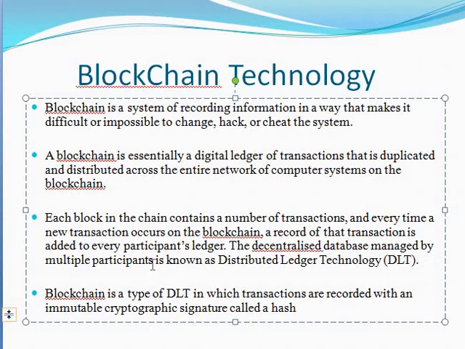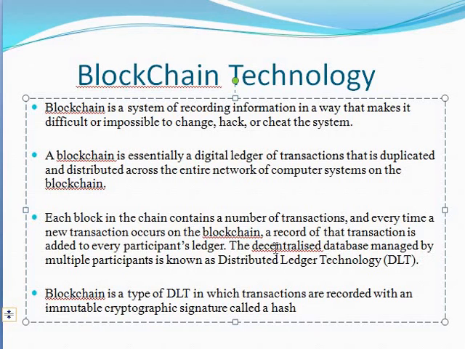And then every block in the chain contains a number of transactions. Every time a new transaction occurs in the blockchain, a record of the transaction is added to every participant's ledger. This is the beauty of it. It will not be added to only that participant's ledger, it will be added to every participant's ledger. So if another participant is making an online purchase, those details will also be added to all other participants' ledgers. So it is impossible for the hacker to hack the system.